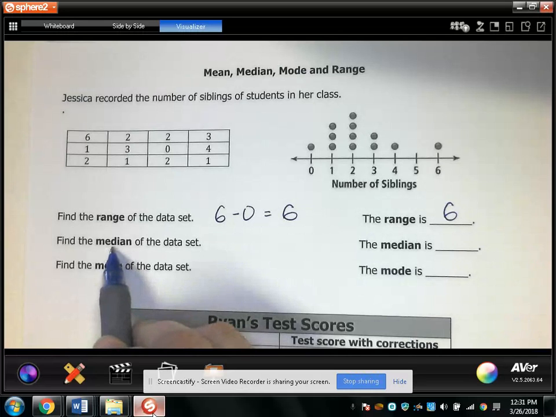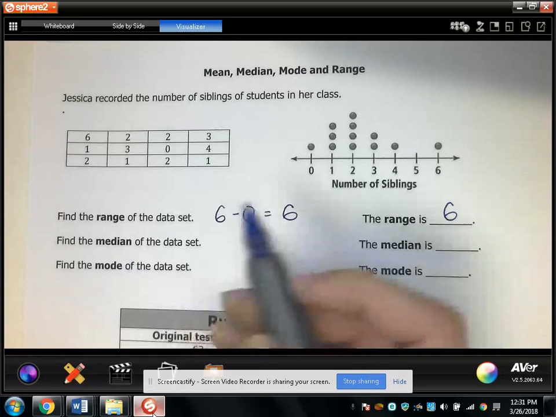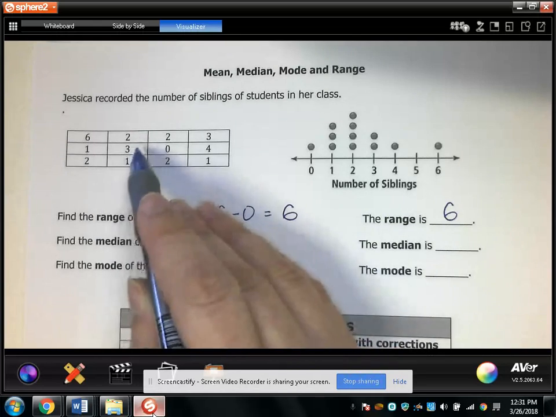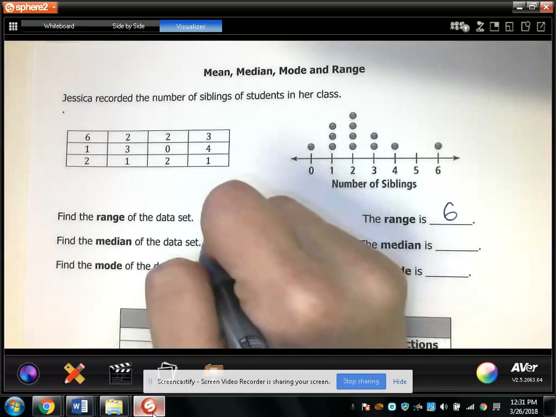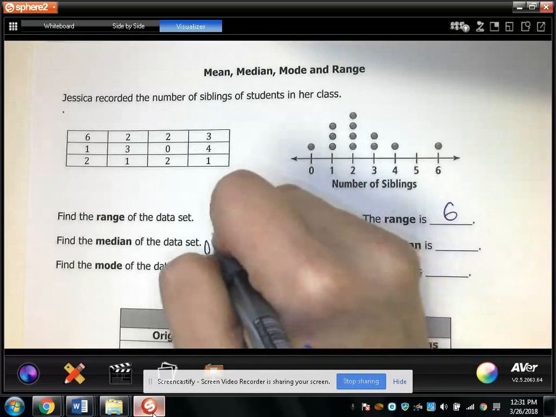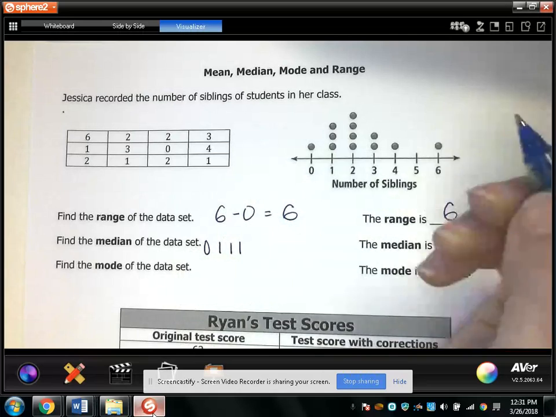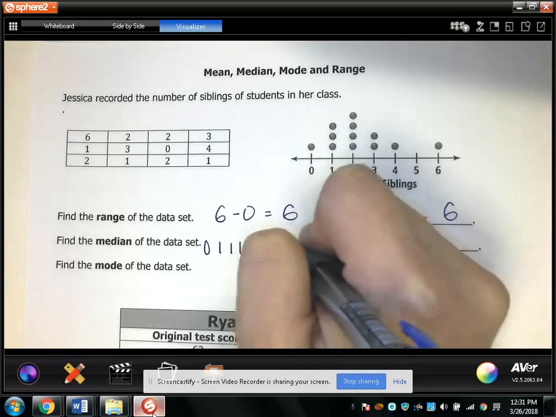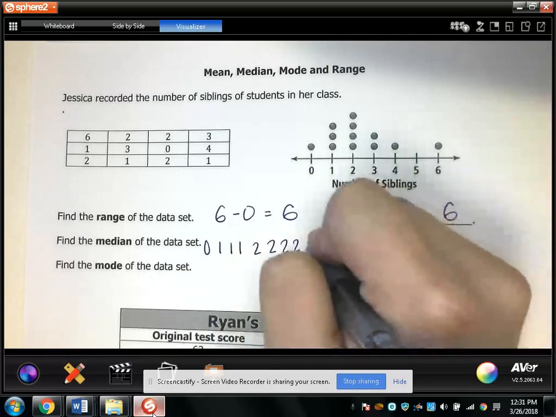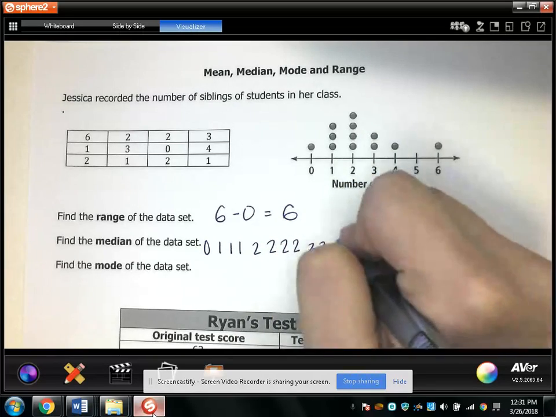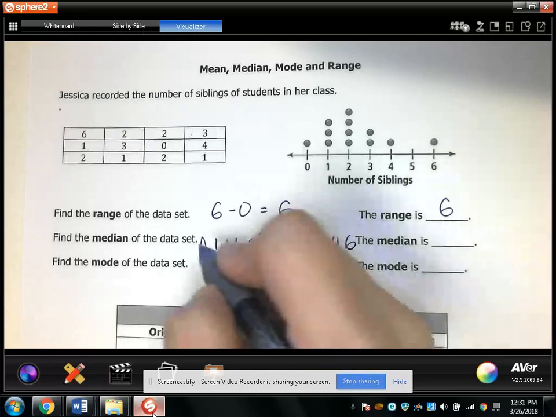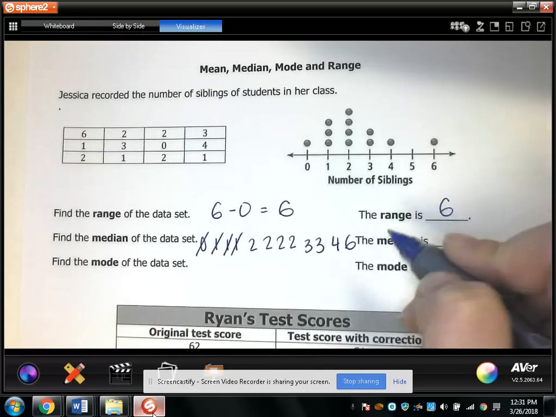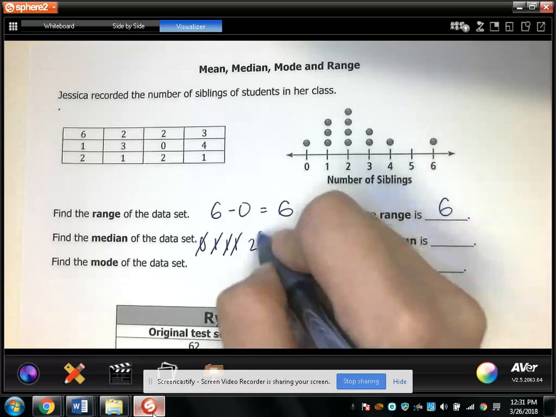The median is the number that falls in the middle when the numbers are arranged from least to greatest. So if I arrange these numbers from least to greatest, which is really easy looking at the number line dot plot, I see that I have 0, I have 3 1s, I have 4 2s, I have 2 3s, I have a 4 and a 6. So now that they're in order, I have to find out which one lies in the middle. So I'm going to cross out 1, 2, 3, 4, 1, 2, 3, 4, 1, 1.